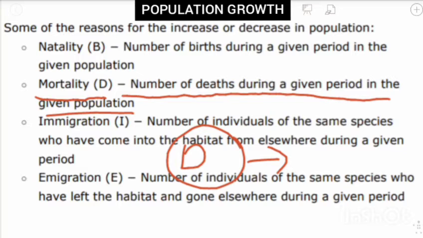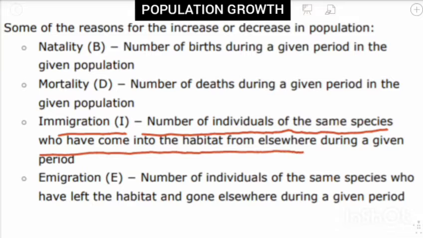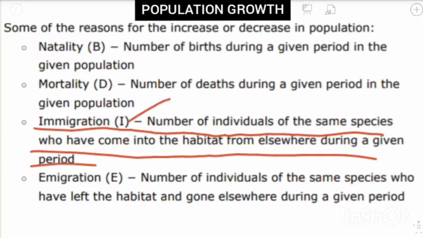Very simple. The third important one is immigration, denoted by capital I. It is the number of individuals of the same species who have come into the habitat from elsewhere during a given period. Understand immigration quickly with an easy example. During the vacation holidays, our relatives come from their own place to our place. This is known as immigration.